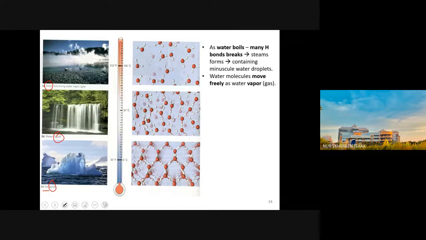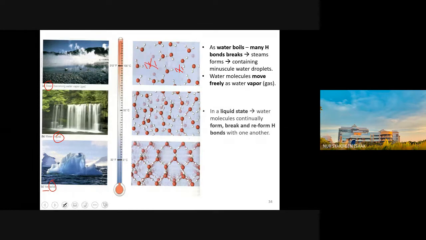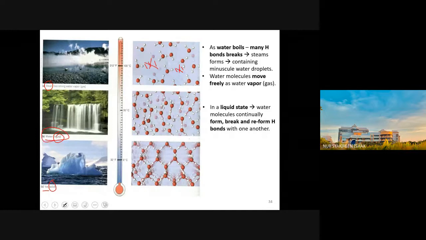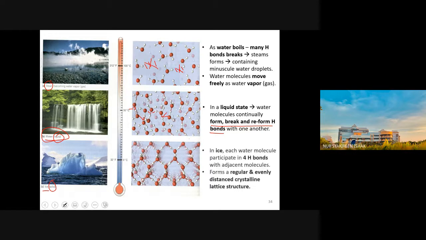It says here, as water boils, many hydrogen bonds break. Steam forms containing minuscule water droplets. Water molecules move freely as water vapor or gas. So the formation of hydrogen bonds between the water molecules is unlikely because the water molecules are further apart. Next, water in the liquid state. Water molecules continually form, break, and reform hydrogen bonds with one another. As you can see here, the hydrogen bonds between water molecules frequently break and reform.